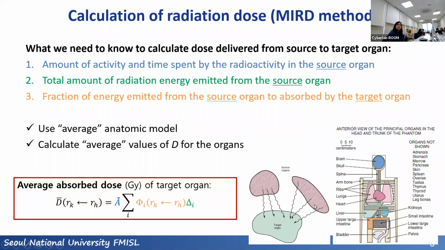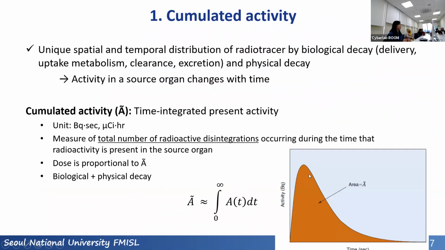The figure here shows the concept of how a source organ gives dose to the target organ. But you can see here that the target can also be a source to the target. So it just acts as a pair. And here we use just an average anatomic model as seen like this, maybe from IAEA or something. So we always use the average dose for the organ. So let's see the factors one by one.